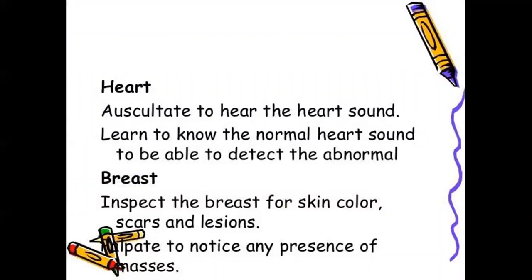So coming to the heart. Here you are auscultating the sound. The auscultation method is used and you will hear the heart sounds, S1 and S2, the normal heart sounds, and you should also know how to detect what is a normal heart sound and what is an abnormal heart sound. Then the breast is inspected for skin color, scars and lesions. Also you can use the method of palpation to find the presence of any masses.